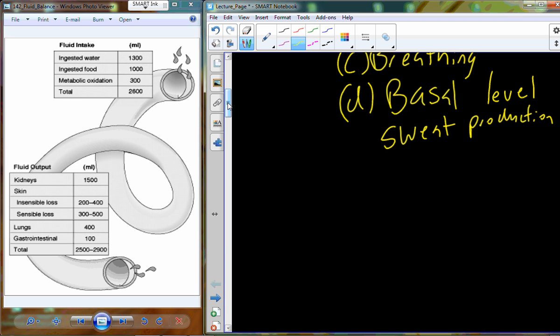We'll pick up with sensible water loss on Wednesday.